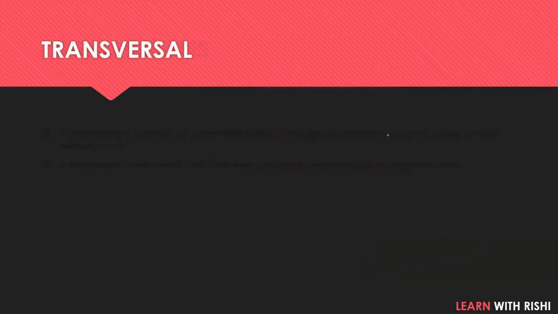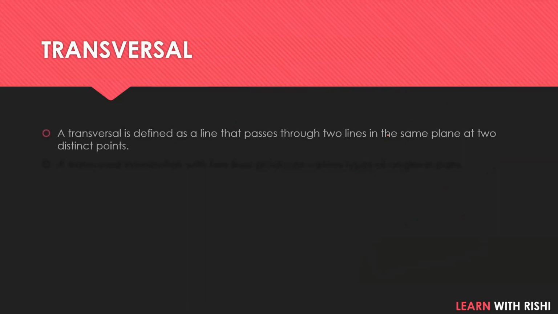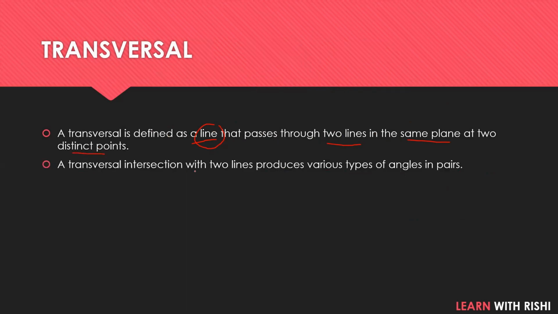Let us move to the next part, that is the transversal. A transversal is defined as a line that passes through 2 lines in the same plane. Again, I will repeat: a line that passes through 2 lines in the same plane, meaning those 2 lines are coplanar lines, at 2 distinct points. A transversal intersecting 2 lines produces various types of angles in pairs.